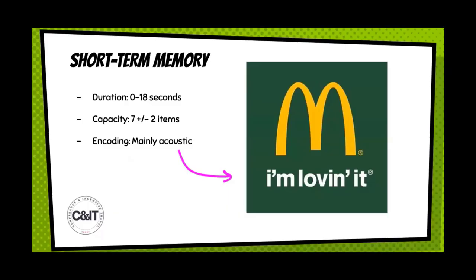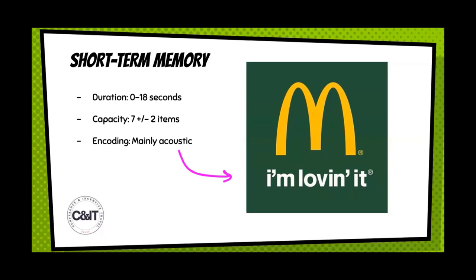Looking at short-term memory, they say that the duration is somewhere between 0 and 18 seconds, and the capacity is 7 ± 2 items. So if you think about the number plate on a car in the UK, it's 7. Let me just double check. Yep, it's 7 characters, which means that we can memorize it very short term. You can say, right, I know that number plate when potentially having to write it down or report it to the police. But interestingly, and I think the key point here, is that the encoding for short-term memory is mainly acoustic. Now, what that means is how the short-term memory processes things is primarily through sound and music.